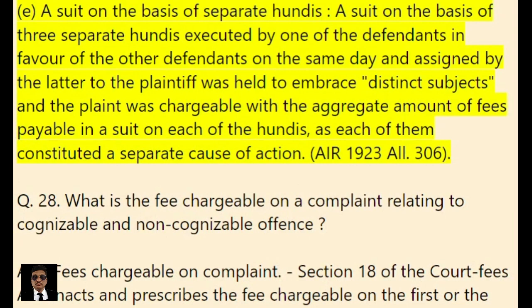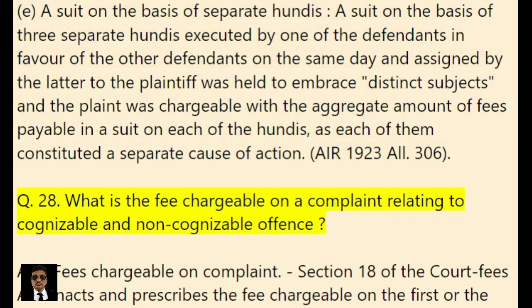E. A suit on the basis of separate hundies. A suit on the basis of three separate hundies executed by one of the defendants in favor of the other defendants on the same day and assigned by the latter to the plaintiff was held to embrace distinct subjects, and the plaint was chargeable with the aggregate amount of fees payable in a suit on each of the hundies, as each of them constituted a separate cause of action. AIR 1923 All 306.